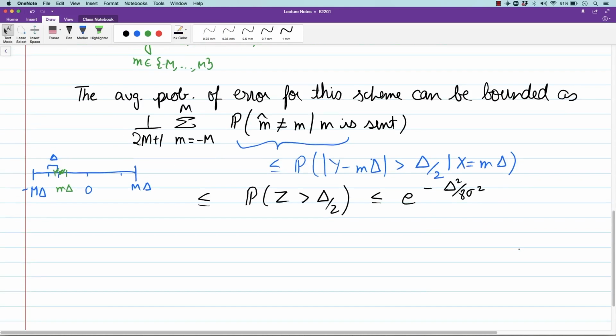Therefore, you can send as many code words as you want. Suppose you want to make this less than or equal to epsilon. This implies that delta must exceed root 8 sigma log 1 by epsilon. So as long as you keep delta greater than this, you can send 2m plus 1 code words with probability of error less than epsilon. And you are using the channel just once, and you can take m to be as large as you want. So this implies that you can send as many code words as you want with vanishing error.